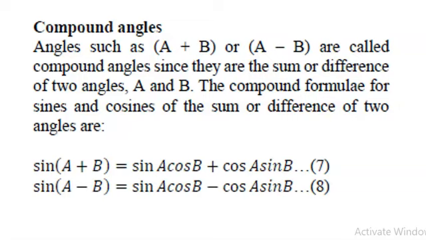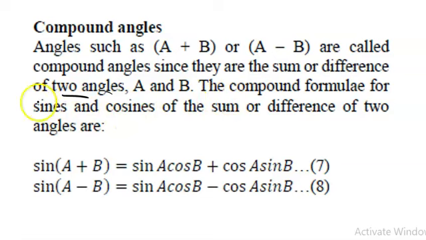To Otisam Mathematics. In this video, I'm still on the series trigonometry, and we are looking at identities. So the next set of identities that we are going to look at is compound angles. Angles such as A plus B or A minus B are called compound angles since they are the sum or the difference of two angles, A and B.